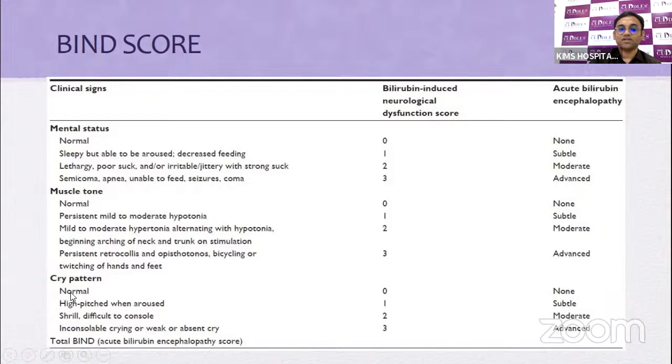The cry pattern is normal in the initial phase, and in the subtle case there will be a high-pitched cry, then a shrill cry, and finally an inconsolable cry, or the baby has a very weak or absent cry because of inconsolability. So nowadays the total score ranges from 0 when there is no BIND. The maximum score is around 9.